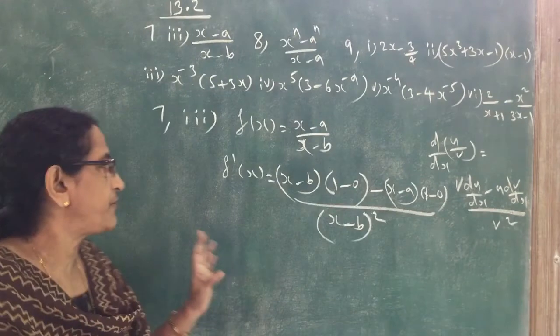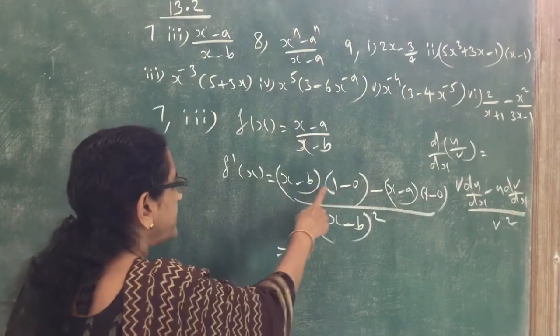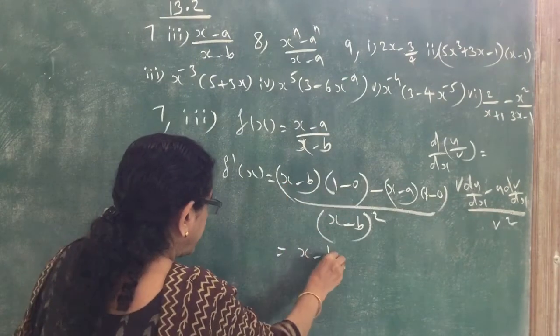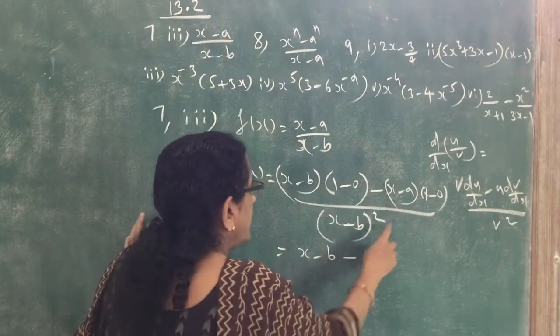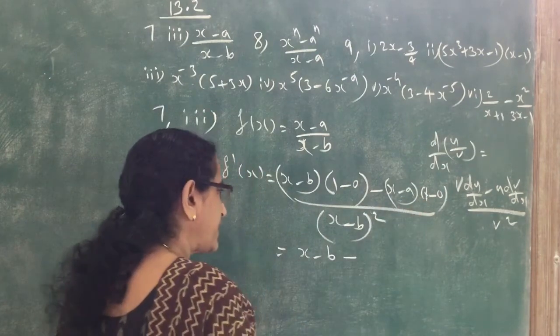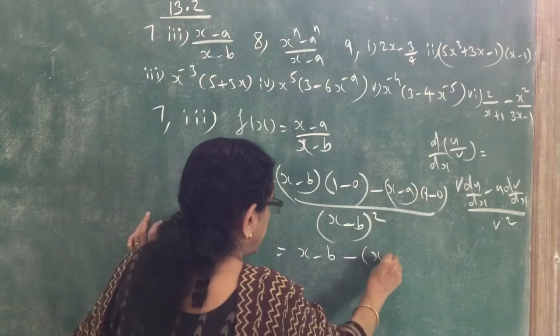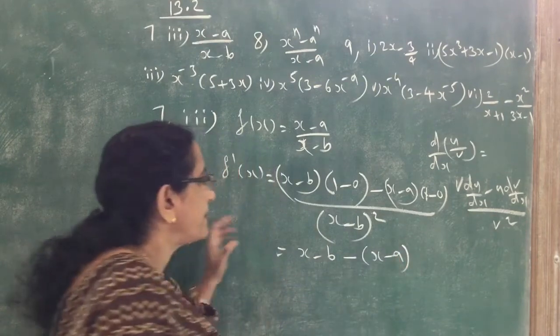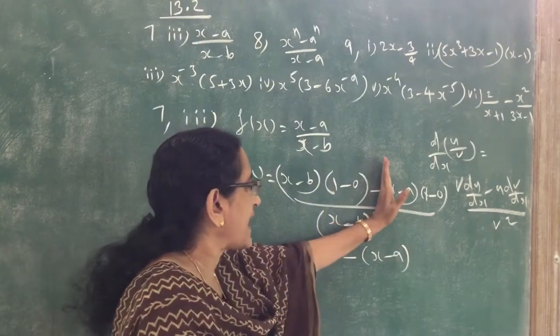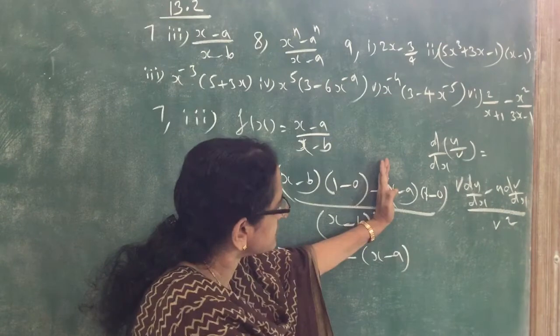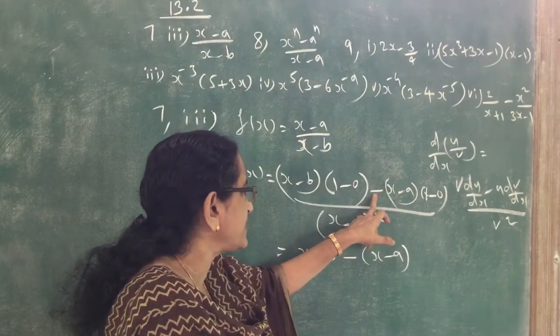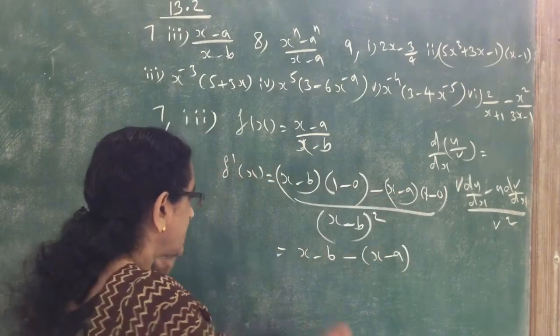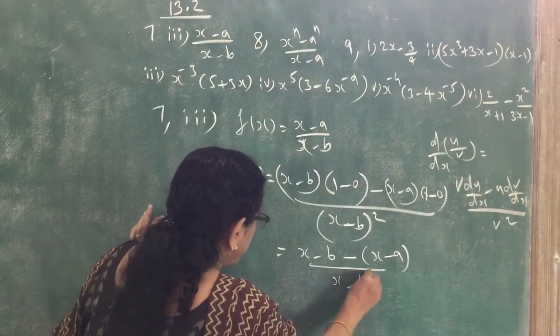Now we have to simplify. That is equal to (x minus b) into 1, that is x minus b, minus (x minus a) into 1, that is x minus a. Minus bracket x minus a. We have to multiply with this negative, minus of (x minus a), divided by (x minus b) whole square.